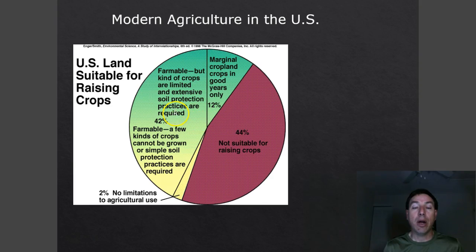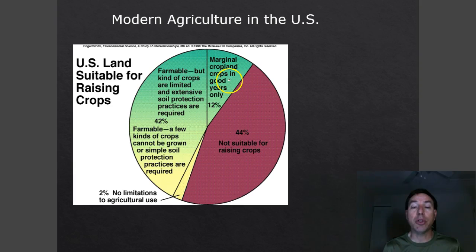If you see here, this is our land use in the United States for raising crops. Right now, 42% of the land here basically is farmable, but not just any kind of crop can be farmed on it. Some of it's limited, and then soil protection practices are required, and we'll get into what some of those are a little bit later.